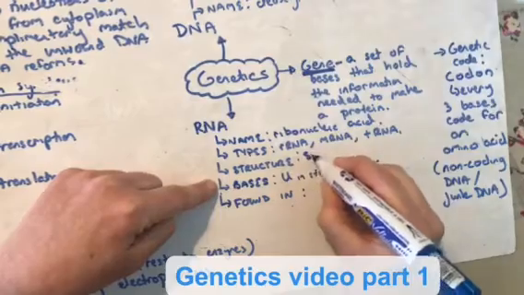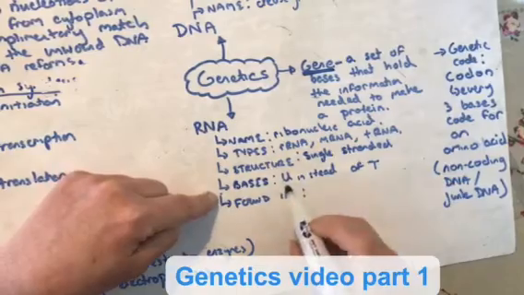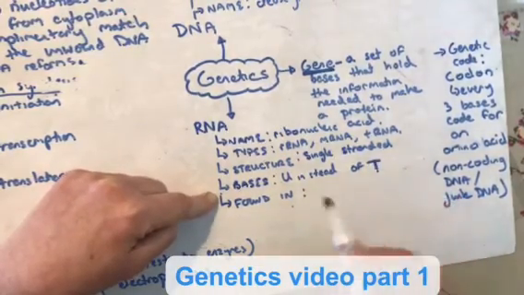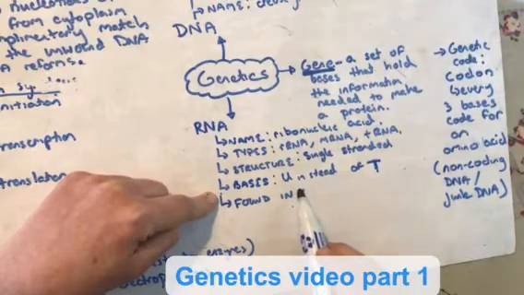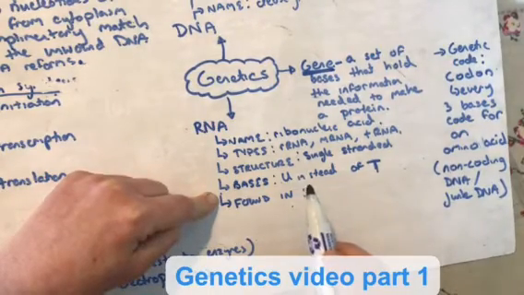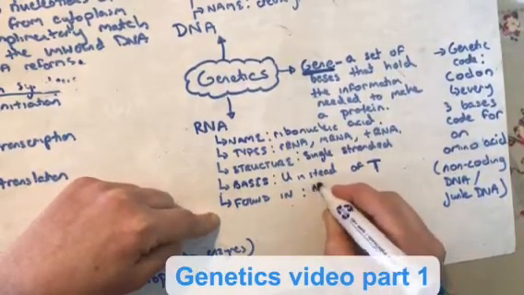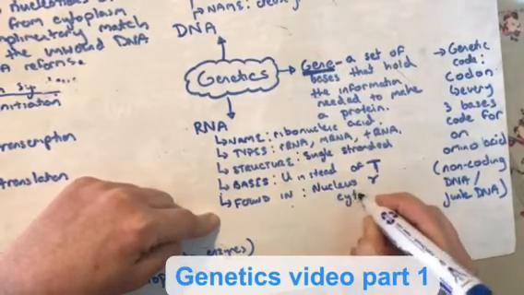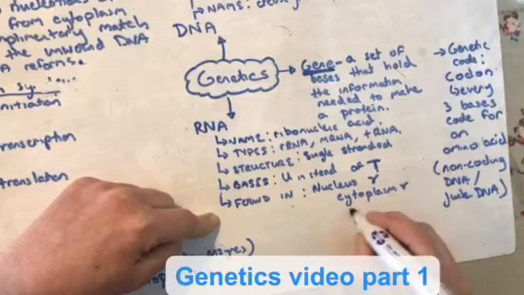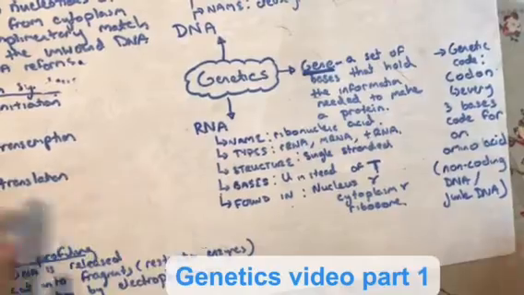Your structure, it's single-stranded, so it's not a double helix like DNA, okay? It has the base uracil instead of thymine. So in DNA we had A and T going together and C and G. So this time we have A and U going together in RNA rather than A and T, okay? So uracil is there instead of thymine, and it's found both in the nucleus, depending on the different types of RNA, and found in the cytoplasm as well, and also the ribosome. That's your RNA, ribosome. Okay, so that's your RNA.